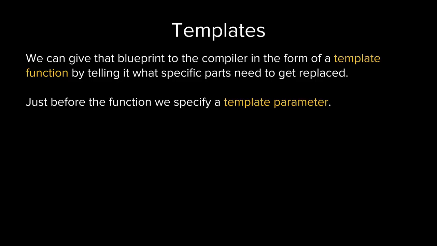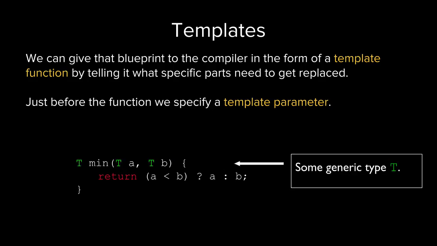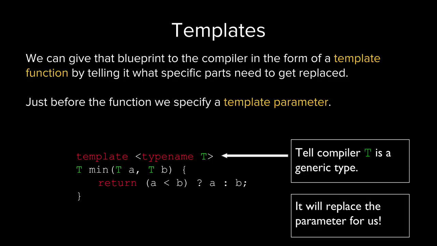when we use it in a specific way. So the way this looks is, let's say we have our minimum function, again, on ints. And what we're going to do is make this a general template function. So rather than having ints, we're going to make it some generic type T. You could call it whatever you want, I'm just going to call it capital T. Okay? And then all you have to do is tell the compiler T is a generic type. And so just by doing these two things, you now have a min function that will work on any type, basically. And that's really powerful if you think about it.